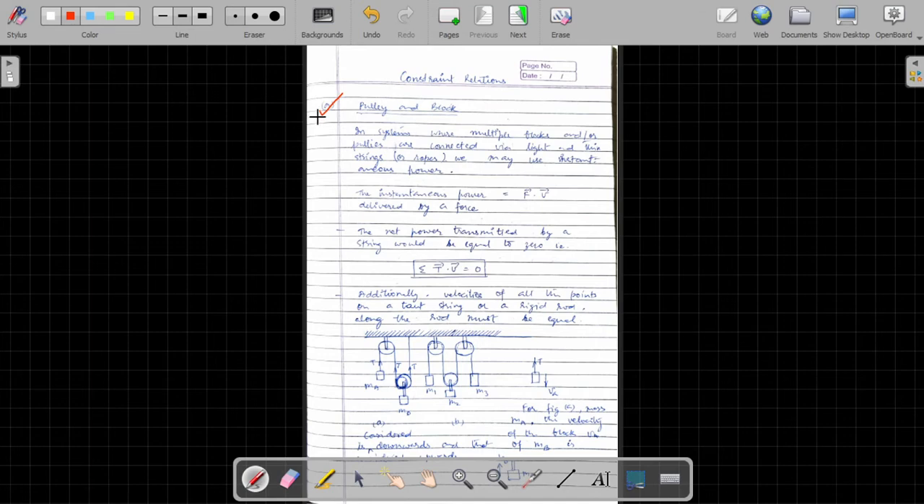But by far, one of the most common questions which we see while doing constraint relations is the pulley and the block system. So what is special about the pulley and the block system? First we will be learning something new before learning about constraints.